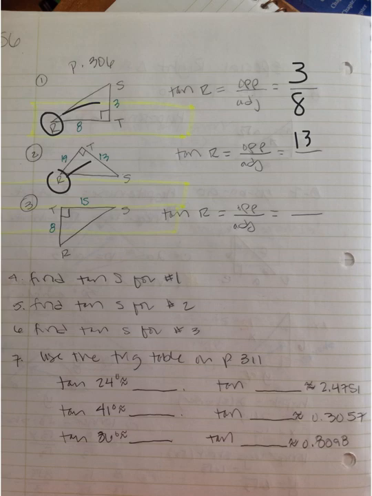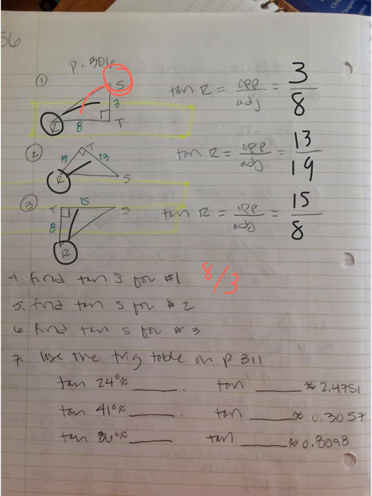Opposite is 13, the adjacent is 19. And here the tan of R is down here, the opposite is 15, and the adjacent is 8. No simplifying, no changing anything. This is all we're doing. For these 4, 5, and 6, you're going to find the tan of S. Same thing, except we're looking at S. Opposite over adjacent. And that's what you're going to do for 4, 5, and 6.